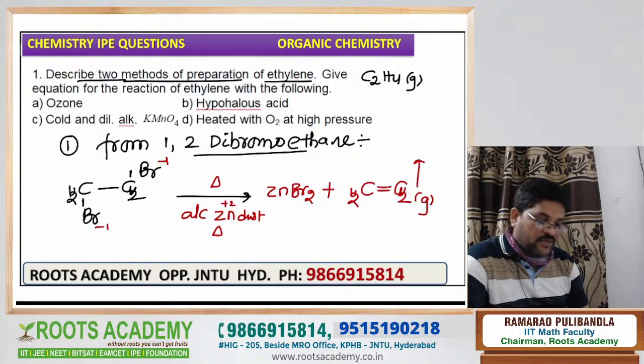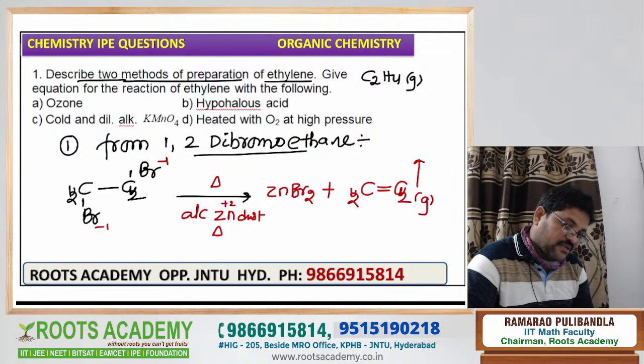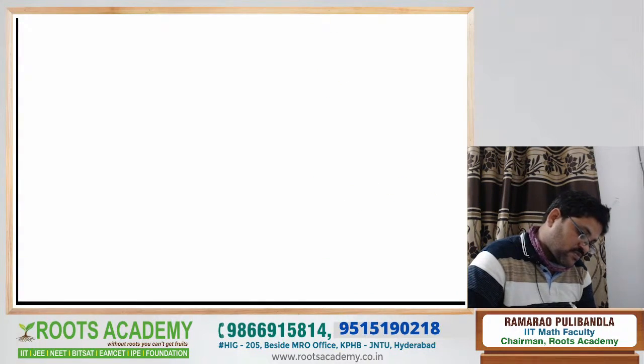That is from 1,2-dibromoethane. Understood what I am saying? So 1,2-dibromoethane heated with alcoholic zinc dust. Zinc is in +2 state, Br minus, loss of ZnBr2, and you get ethene gas liberated. And go to the second method of preparation. The second method of preparation is what?